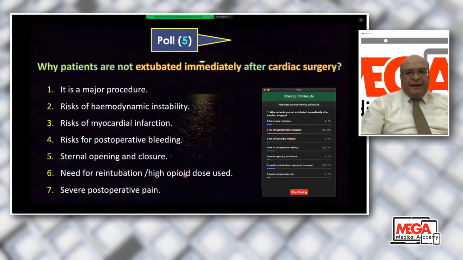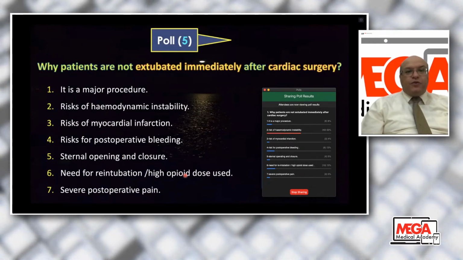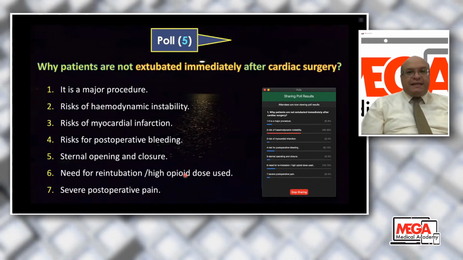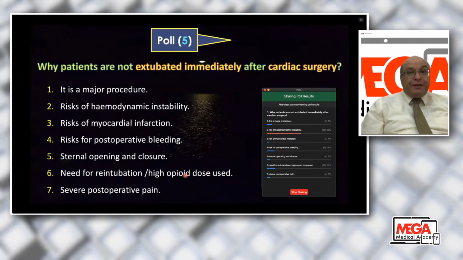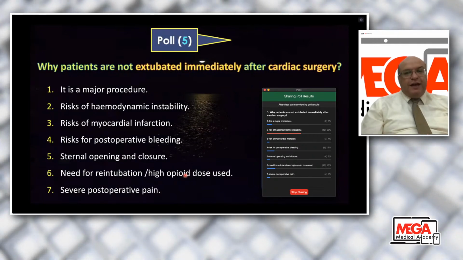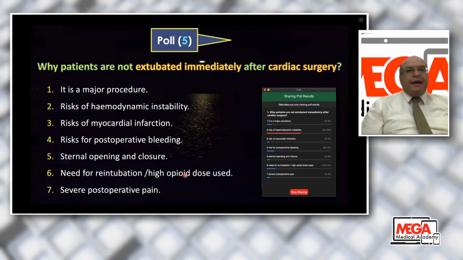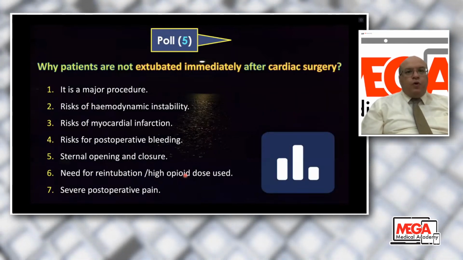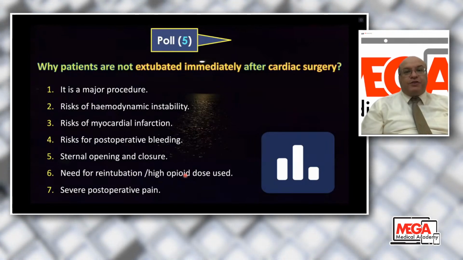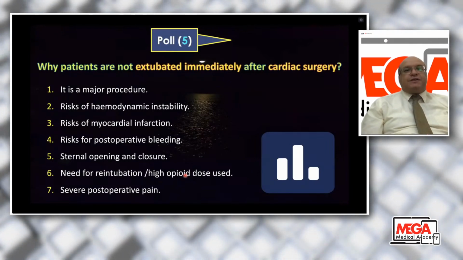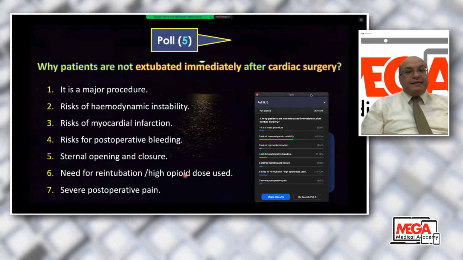That's very interesting. Half of respondents are concerned about the risk of hemodynamic instability. One of the standard golden criteria for extubating patients after cardiac surgery is to have a patient in the ICU with hemodynamic stability on no or low rates of infusion of intravenous vasopressors. So we are not expecting to extubate patients with hemodynamic instability.